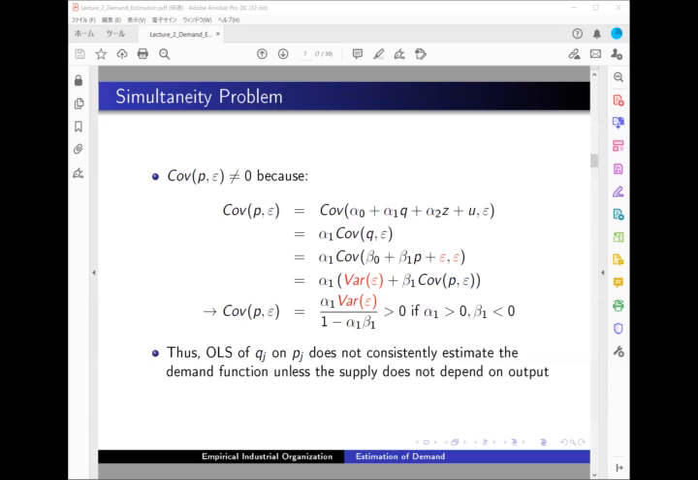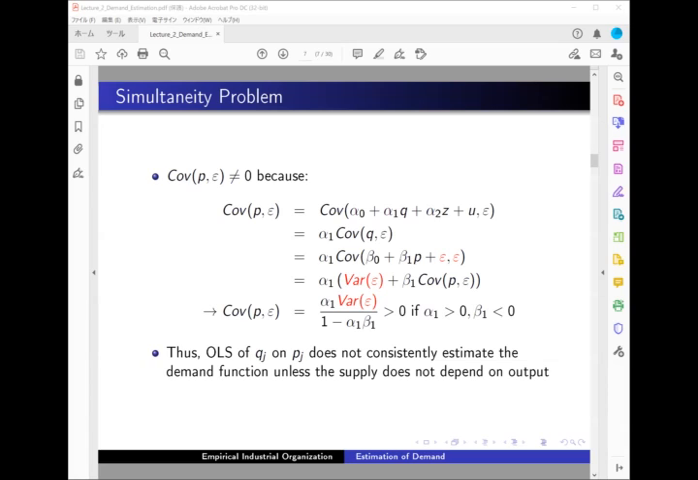To see that the price is correlated with unobserved demand, let's first substitute the price with the supply function. We know that the covariance between the constant and the random variable is 0. We also know that input price Z is exogenous and uncorrelated with unobserved demand. So the covariance between the price and unobserved demand is simply the product of alpha 1 and the covariance between the quantity and unobserved demand epsilon.